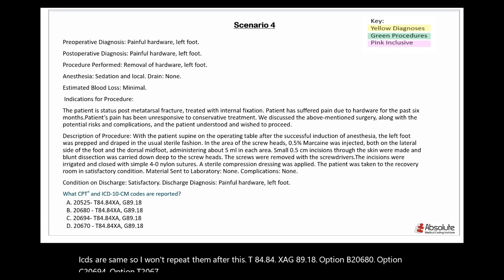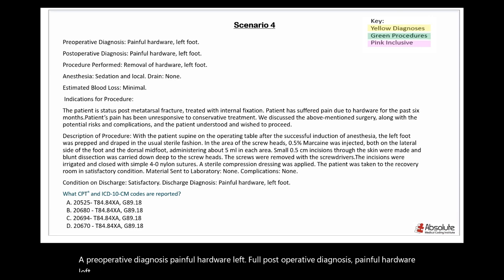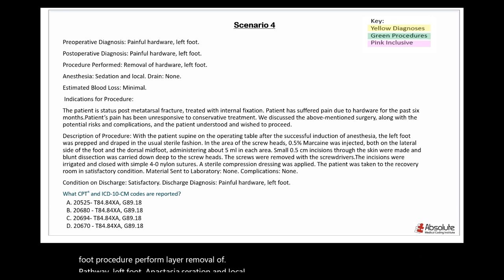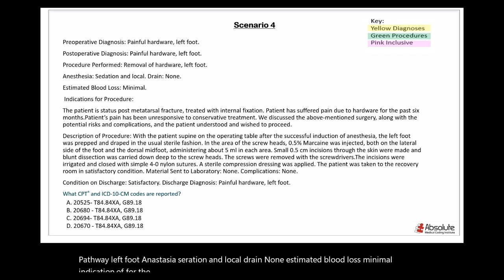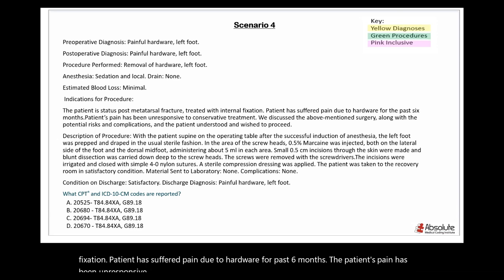Preoperative diagnosis, painful hardware left foot. Postoperative diagnosis, painful hardware left foot. Procedure performed, removal of hardware left foot. Anesthesia, sedation and local. Drain none. Estimated blood loss minimal. Indication for the procedure: patient is status post metatarsal fracture treated with internal fixation. The patient has suffered pain due to hardware for the past 6 months. The pain has been unresponsive to conservative treatment. We discussed the above mentioned surgery along with potential risks and complications, and the patient understood and wished to proceed.